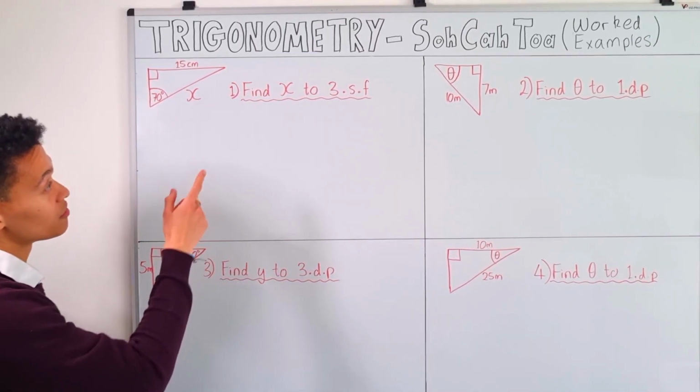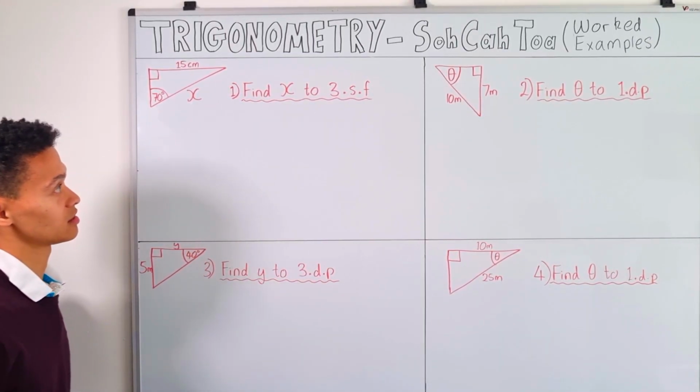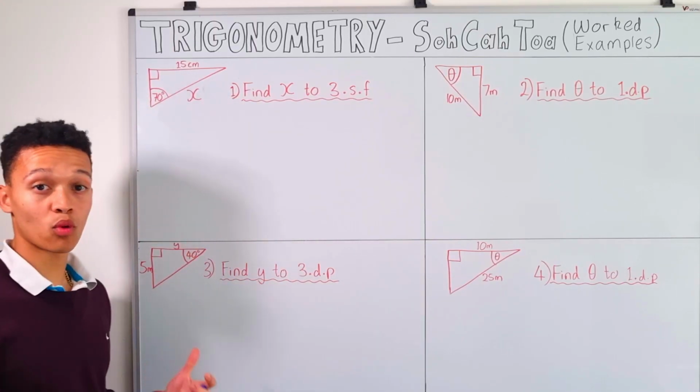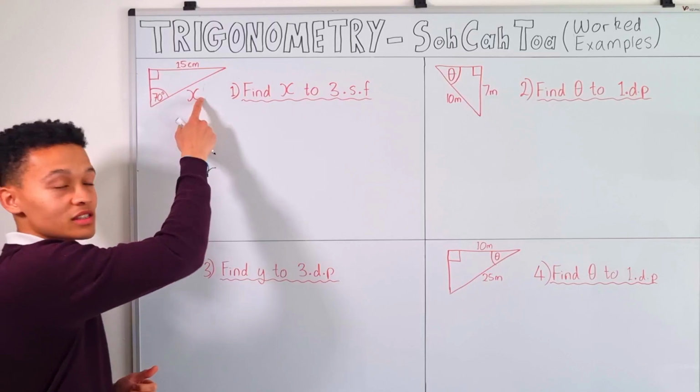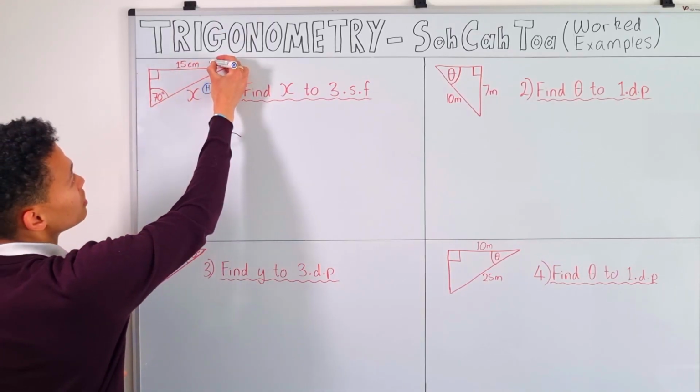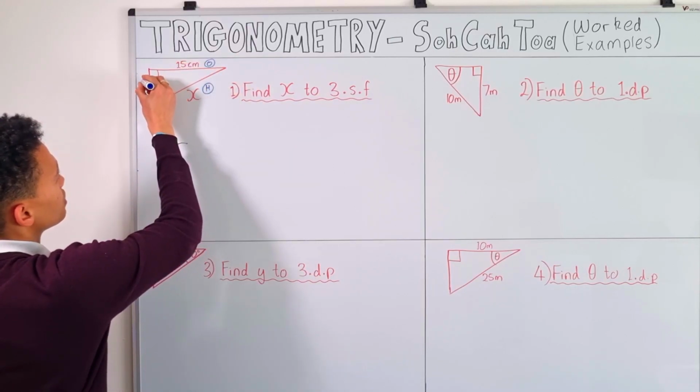So question 1, find x to 3 significant figures. Again, we know to use SOH CAH TOA because this is a right angle triangle. So step 1, we label our sides. The longest side is called the hypotenuse. The side opposite the angle is called the opposite, and the other side is called the adjacent.